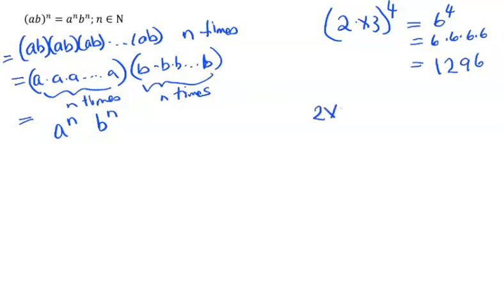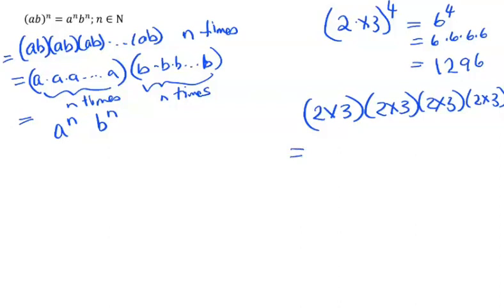But we can also just write 2 times 3, 2 times 3, 2 times 3, and then from that we can reverse the order, swap it around, and gather all the same bases together. And then we see we have 2 to the 4 times 3 to the 4.